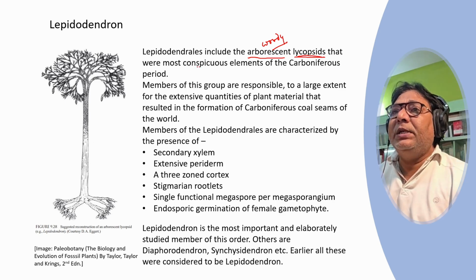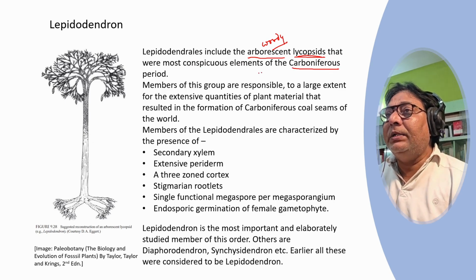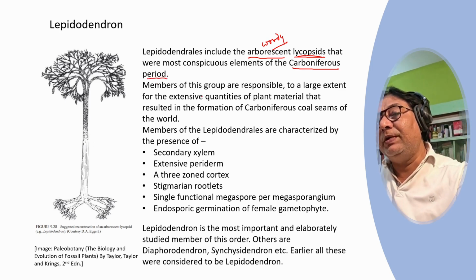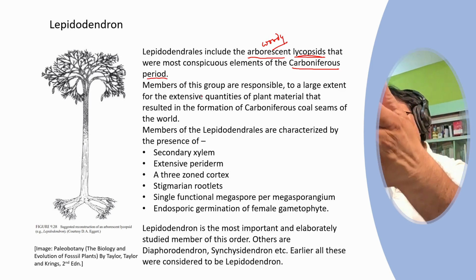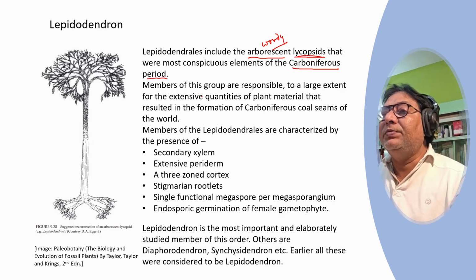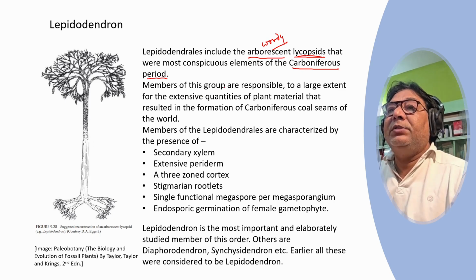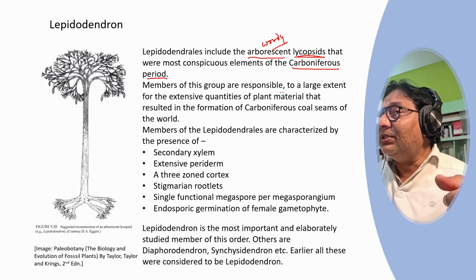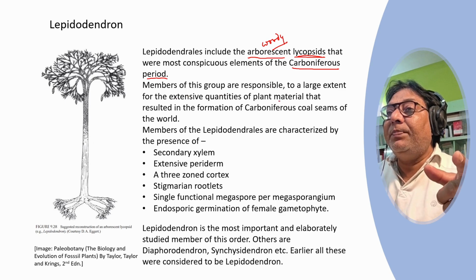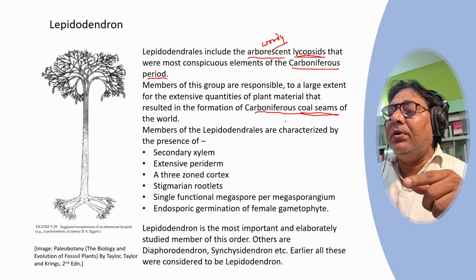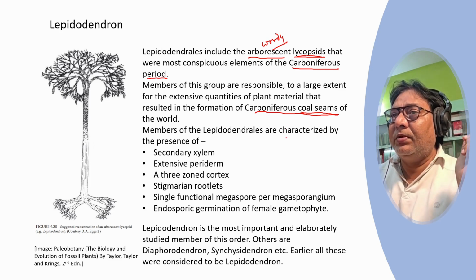That were the most conspicuous element of the Carboniferous period. You can imagine the time period, Carboniferous. Those were Devonian. We were talking about Devonian plants just before, regarding Rhynia, Zosterophyllum. Those were Devonian plants, and this is now a Carboniferous plant. So members of this group are responsible to a large extent for extensive quantities of plant material that resulted in the formation of Carboniferous coal seams. The coal seams that were formed during Carboniferous largely belong to this Lepidodendrales group.